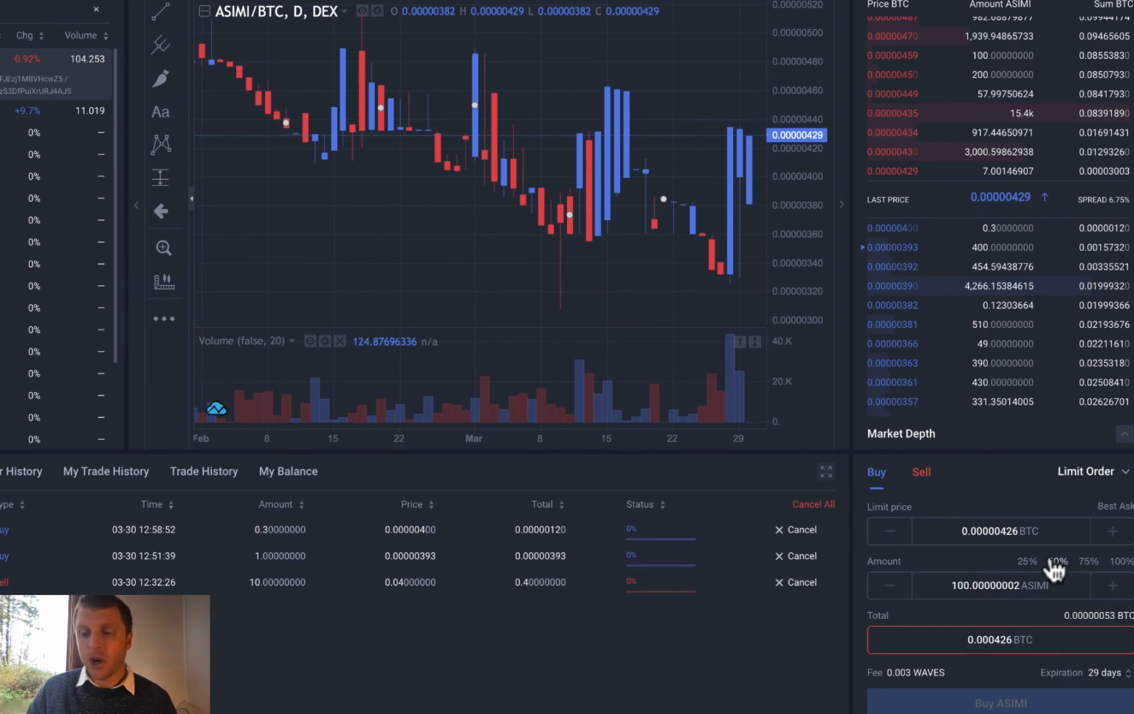It can even show like half of your holdings. So if you want to sell everything that you own, you can click on that, right? Or if you want to buy everything you have in Bitcoin right now, I could buy as much Asimi as I possibly have in Bitcoin, and you can see it automatically calculates it. It chooses the price. It says, okay, we're going to sell all of our Bitcoin for as much Asimi as possible, and this is how much Asimi I'll get with my total Bitcoin, and the expiration date.